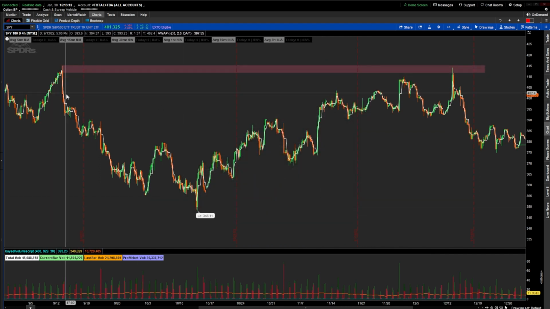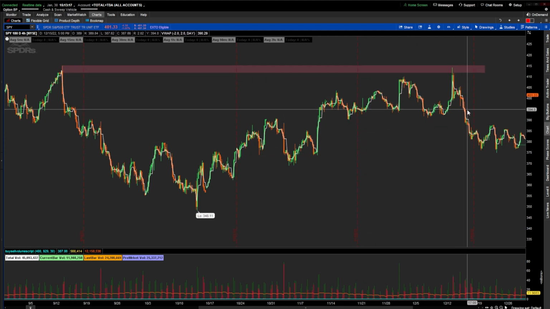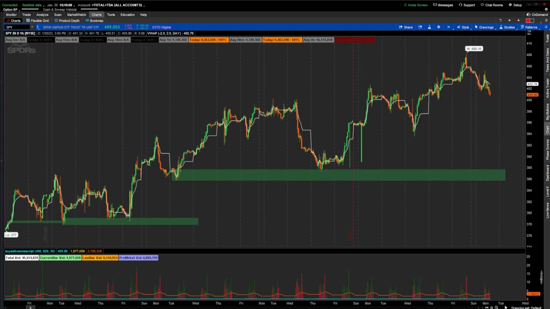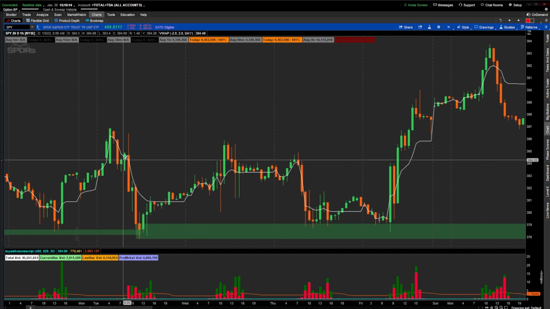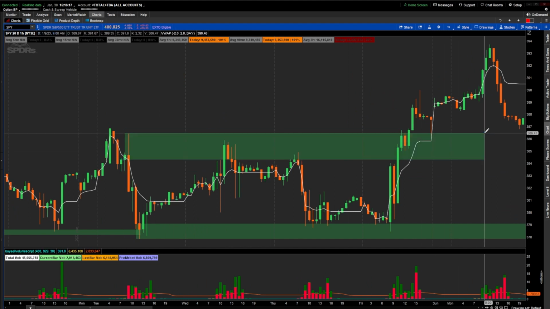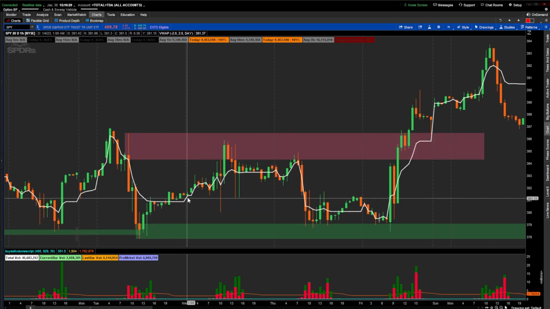So as you can see, when price trades and comes back to the supply zone, it immediately rejects and continues going the opposite way. Now go around your chart on different time frames looking for these zones. As you can see right here, we see a supply zone. Draw the rectangle. Change the color to red.